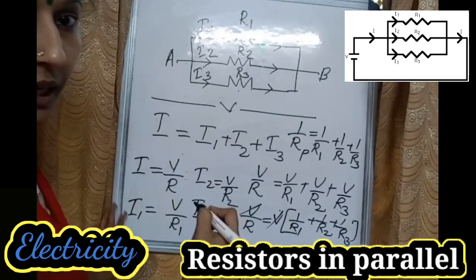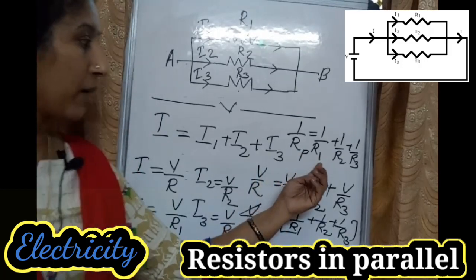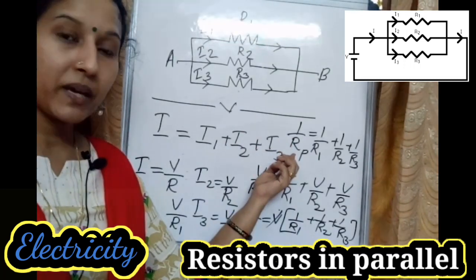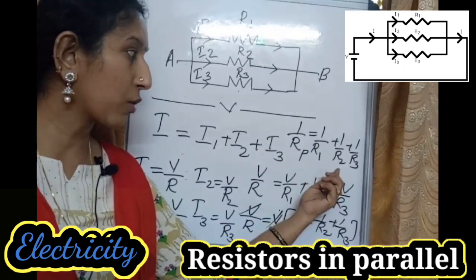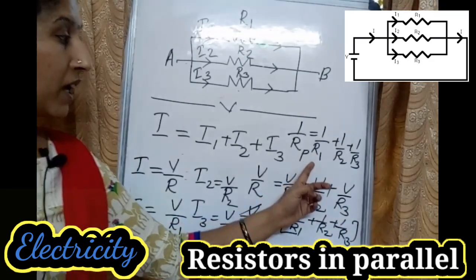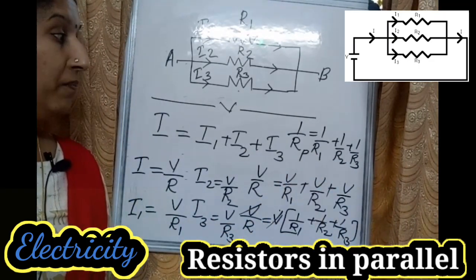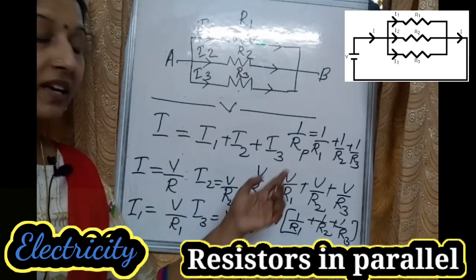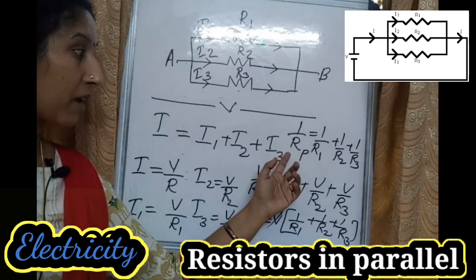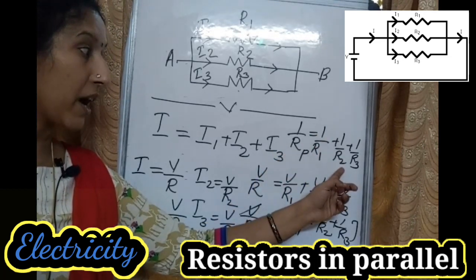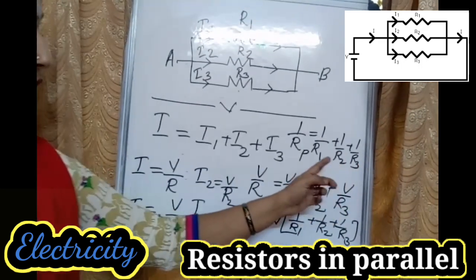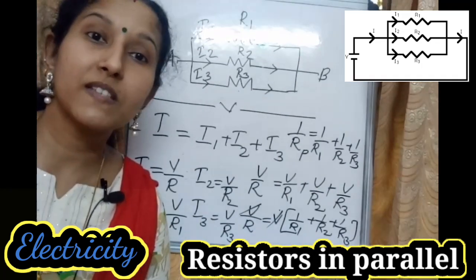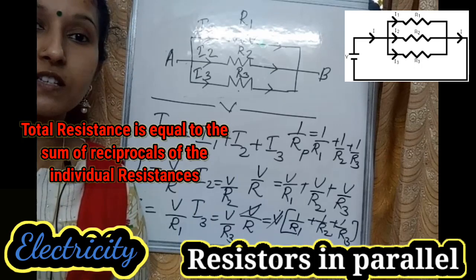So 1 by Rp equal to 1 by R1 plus 1 by R2 plus 1 by R3. This is the equation for the parallel connection. If three resistors R1, R2 and R3 are connected in parallel, you get the total resistance 1 by Rp equal to 1 by R1 plus 1 by R2 plus 1 by R3. So the total resistance is equal to the sum of reciprocals of individual resistances.